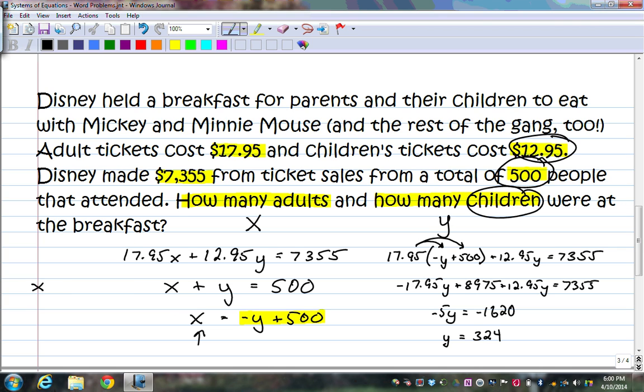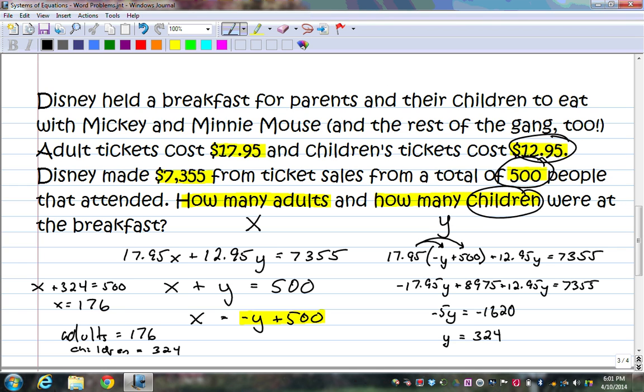So I have x plus 324 equal to 500, and then x would be equal to 176. I should answer this in a sentence, but I'm really low on room here. Let's see if I can make this work. I'm just going to say adults is equal to 176. Children, sorry, this is getting really scrunched here, 324. And that is a total of 500 people, okay? I like that.